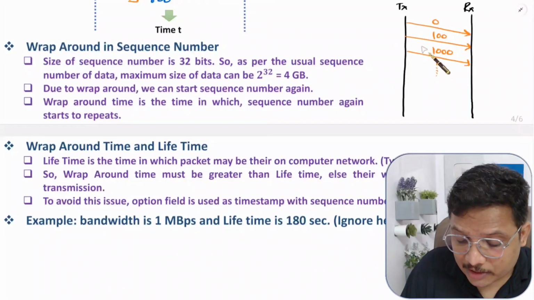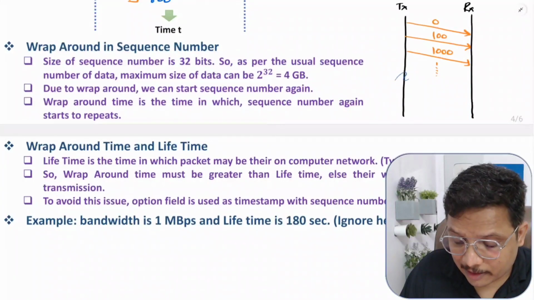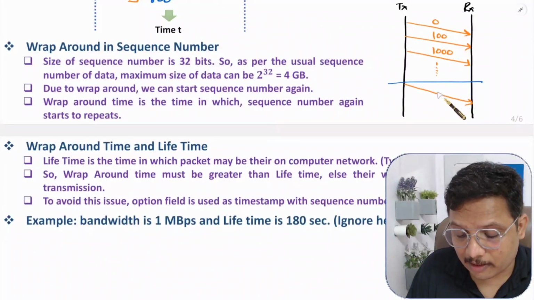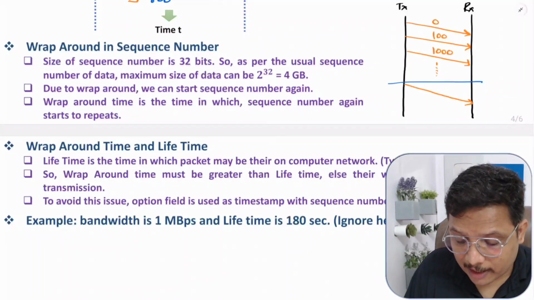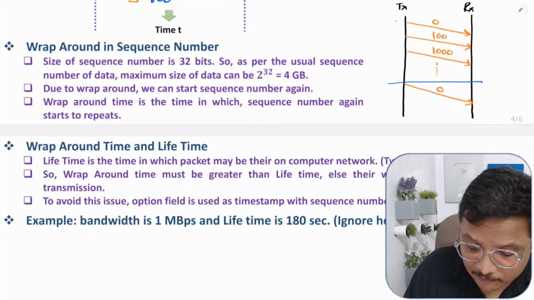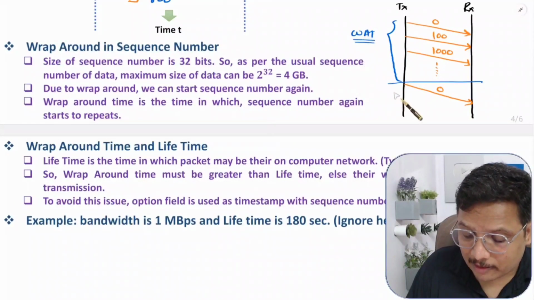After completion of all the sequence numbers, it is always possible that you will have to reuse sequence numbers. Let us say we have completed all the numbers as per 32 bits. Again I am sending with sequence number 0. So if you observe, from 0 to 0, the time that we have for transmission is the wraparound time.